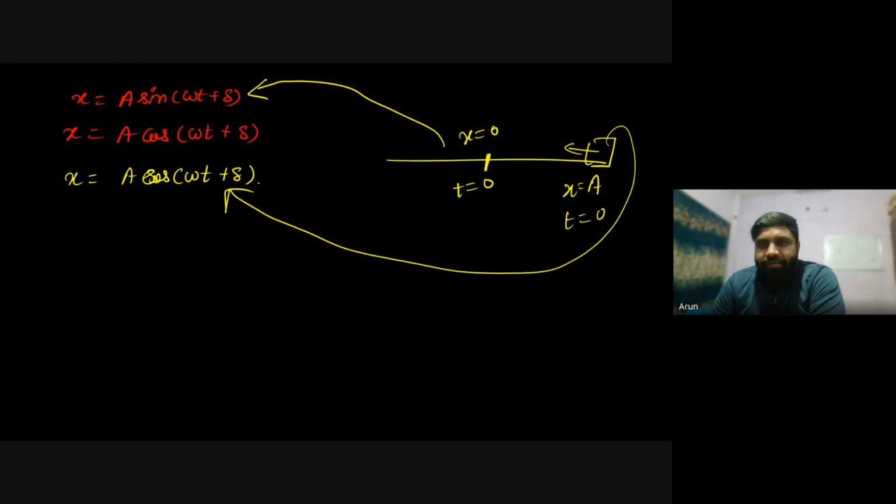Or in other words, you can also say, if the body at the starting of motion, at t equals 0, is at the equilibrium position or mean position, then this equation will come into use. But if the body at time t equals 0, when you have started observing the motion, is at an extreme position, then this other equation you will apply. Got it?